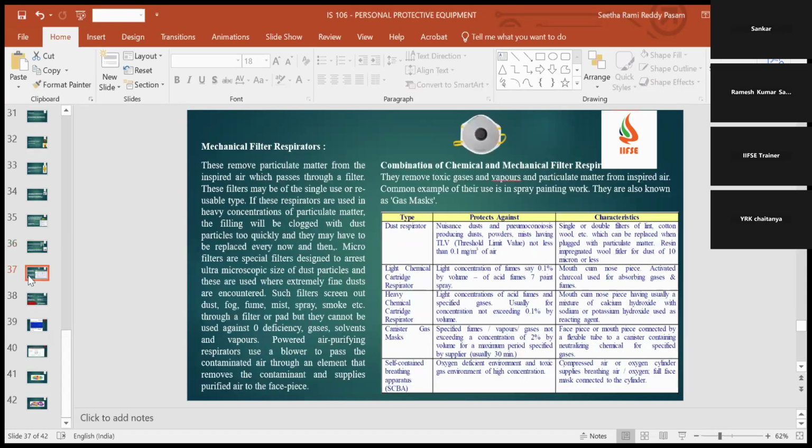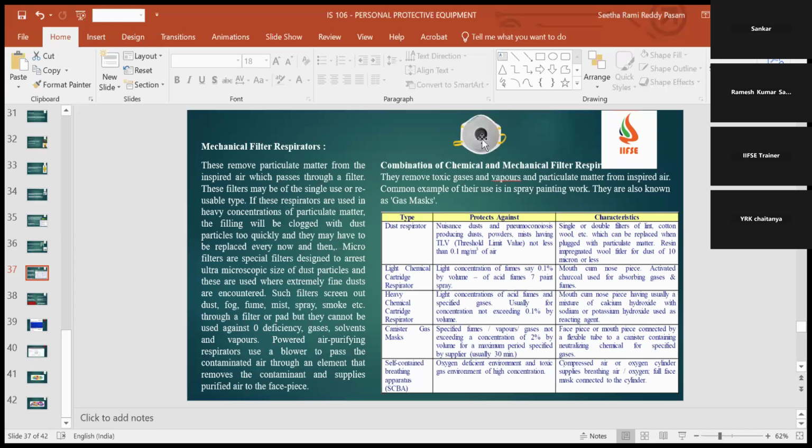Then mechanical filters, that's the basic. I have given the example of N95. These remove particulate matter from the inspired air which passes through the filter. These filters may be single use or reusable. These respirators are used in heavy concentrations of particulate matter, but they get clogged with dust particles quickly and may have to be replaced often. There are also microfilters, special filters designed to arrest ultra microscopic dust particles as well.